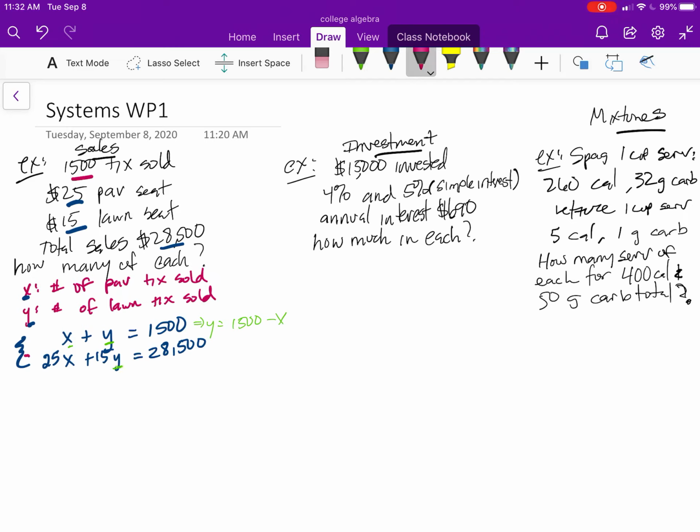So using equation 2, I would have 25x plus 15 multiplied by Y, which is 1,500 minus X, equals 28,500. Okay, 25x plus 15 times 1,500. Oh, I should know that, but I don't. 15 times 15.